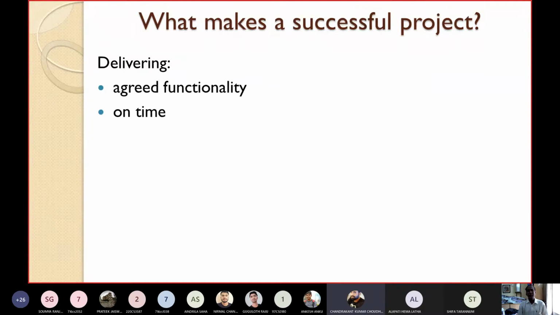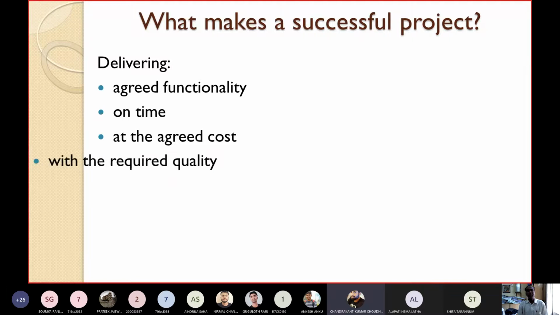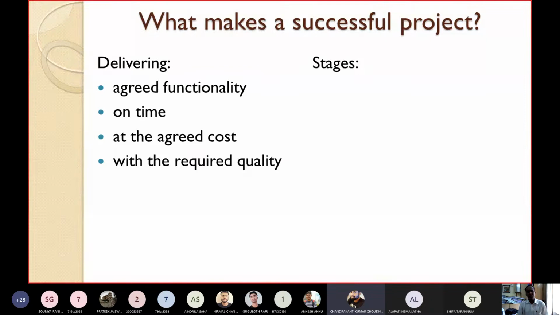You should try to avoid any delay. At the agreed cost: the final product should be delivered at the agreed cost. You should not charge more at the end, as the customer will be irritated. With the required quality: whatever quality they have mentioned initially, I have already told you there are several quality standards. Whatever quality they have insisted on for the different functionalities, you have to produce the products with those required qualities.